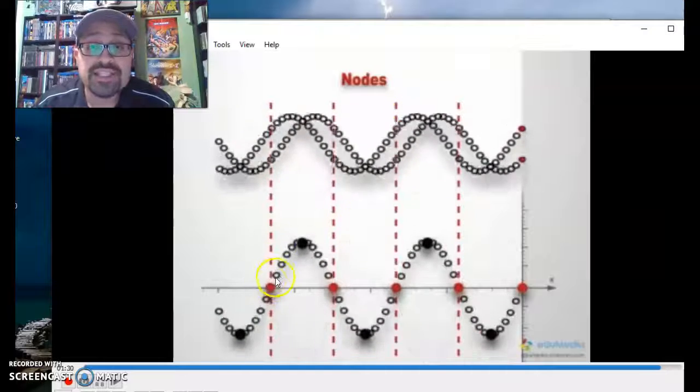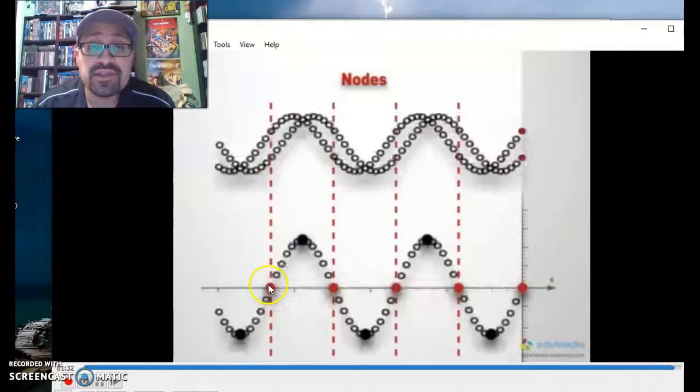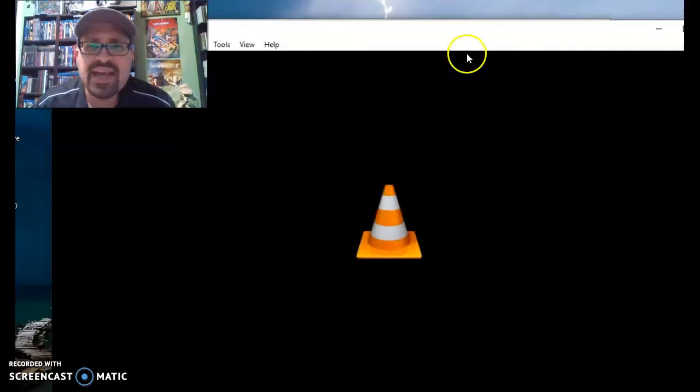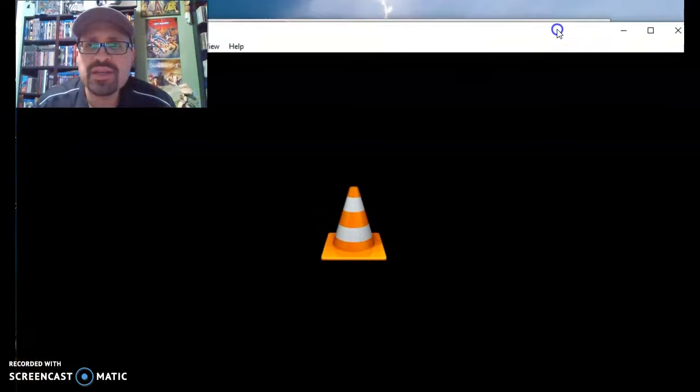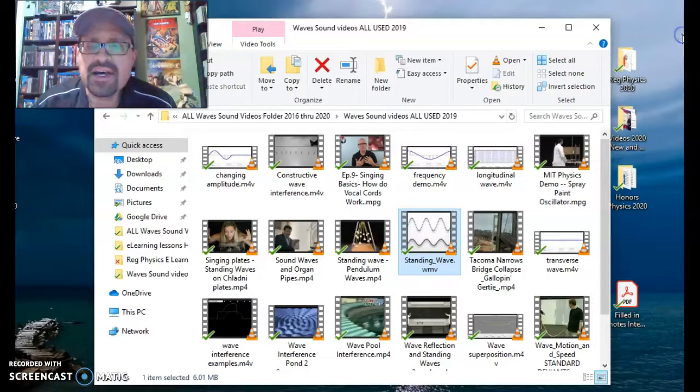Also, here we can see the nodes in red and the antinodes, which were the maximum displacements there in the standing wave. What else can I show you?